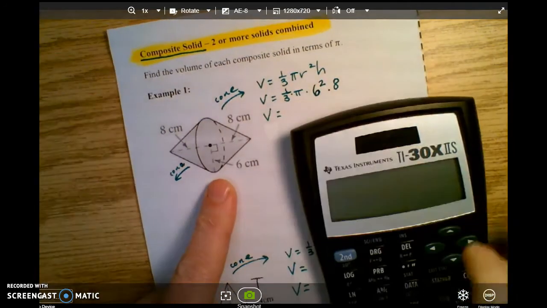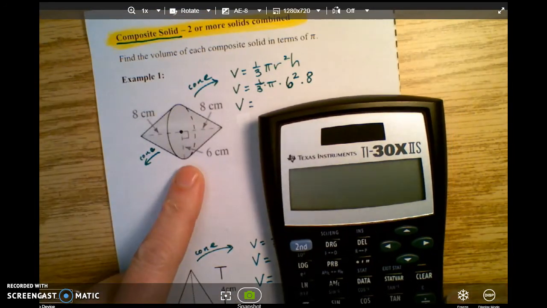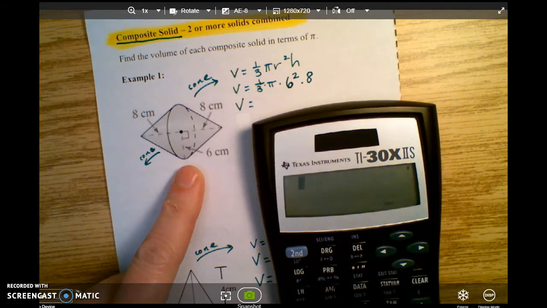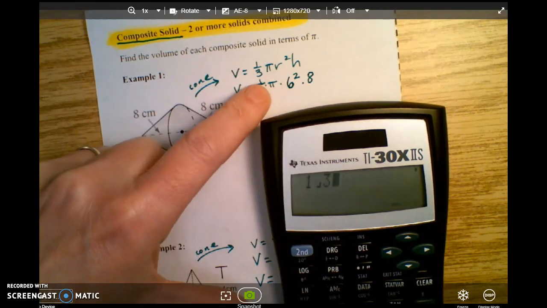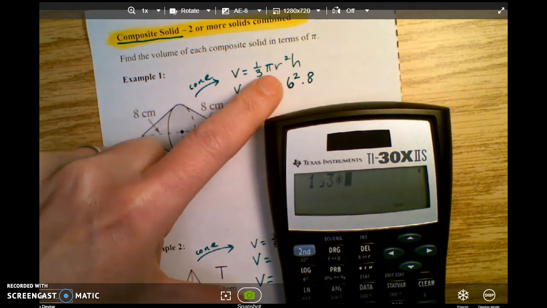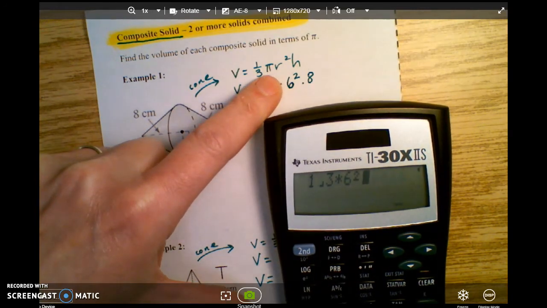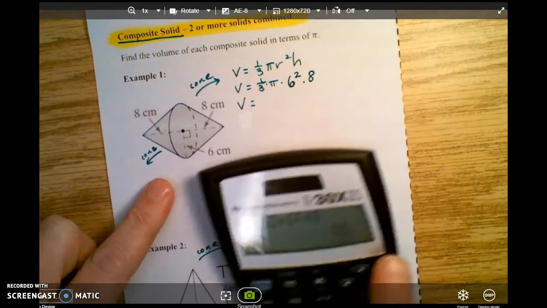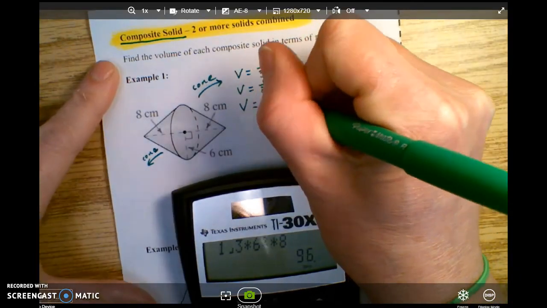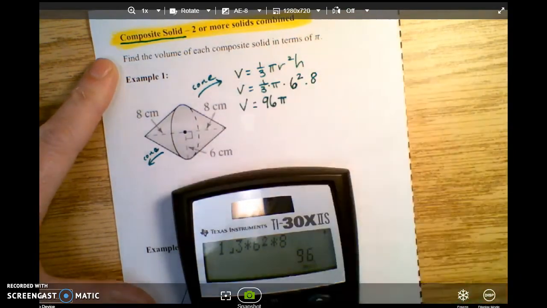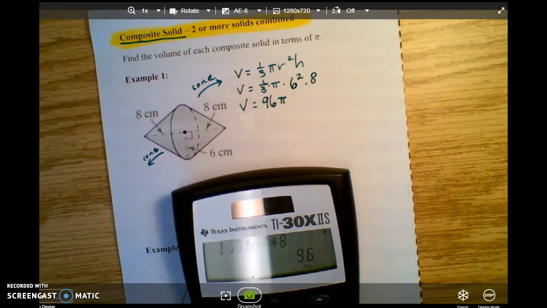Remember, if you're working in terms of pi, you need to just type in your numbers. You're going to overlook pi right now. You're not going to type it in. You're actually just going to type in the numbers. So there's my 1/3. There's my radius squared. There's my height. All multiplied together, I get 96. But remember, you're not just writing down 96. You're writing down 96 pi because you actually still have pi in your answer. It's not just plain old 96. It's really 96 times pi. But we want to leave our answer in terms of pi, so we don't want to mess with the decimal.